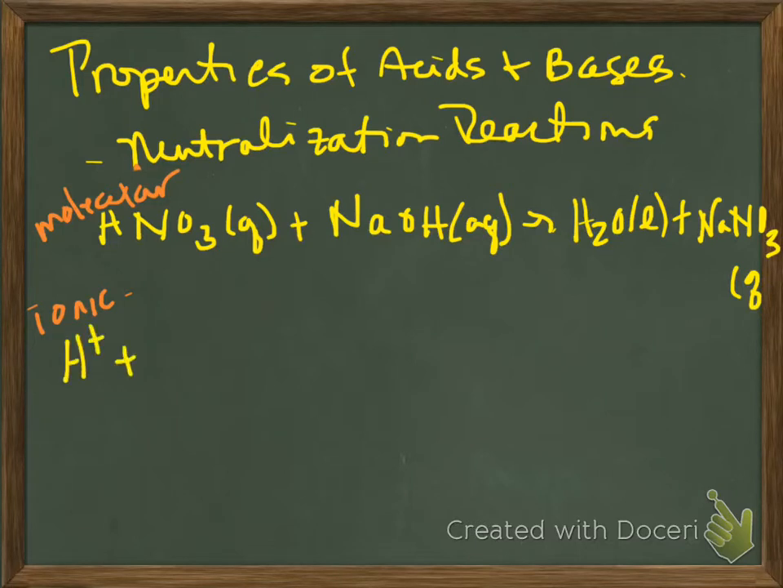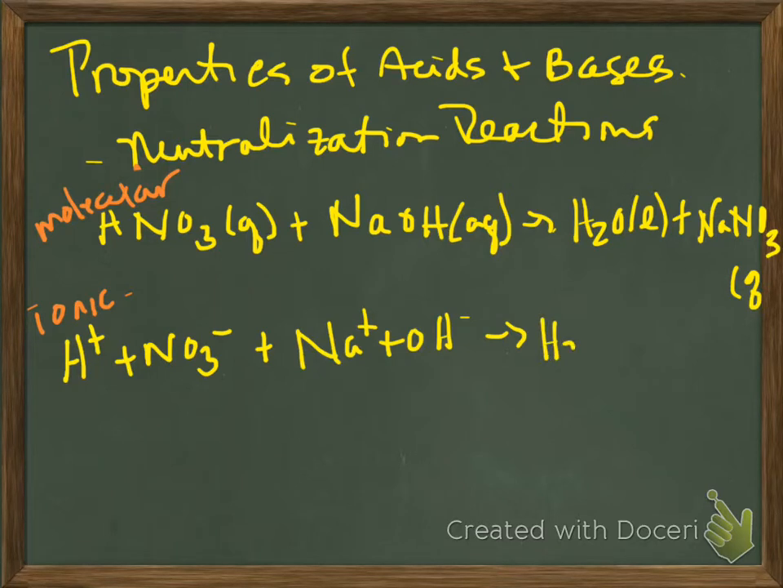So we would have the hydronium ion, the nitrate ion, the sodium ion, and the hydroxide ion, all in solution, making water, which is kept together because it's a covalent compound. And we'd have our sodium ion and our nitrate ion. I did not include the aqueous symbols because I don't have that much room.